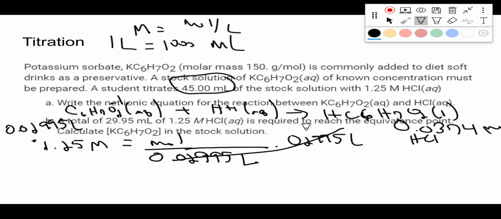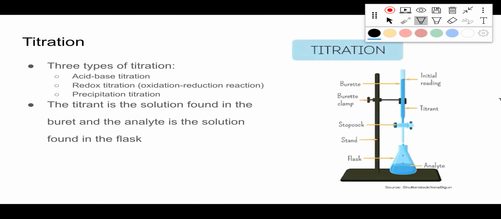I'm going to use that number to figure out, I'm trying to get to concentration of KC6H7O2, which is my stock solution. So let's go back to the very first picture. So in this picture, we're saying that in here, I have HCl, and I know that that HCl has a molarity of 1.25. In here, I have my potassium sorbate, my KC6H7O2. I don't know its concentration, but I do know how much of it I had to use because I did this experiment and I found the equivalence point. So I know how much of this I used, but I don't know its concentration.